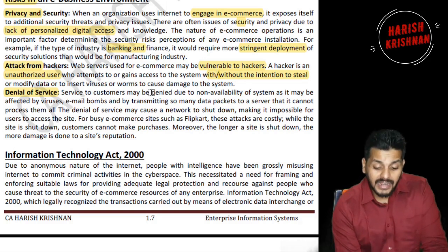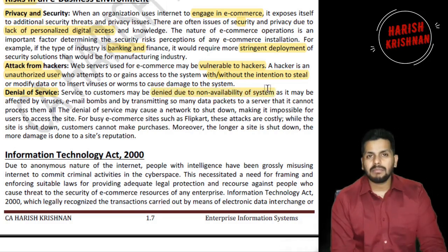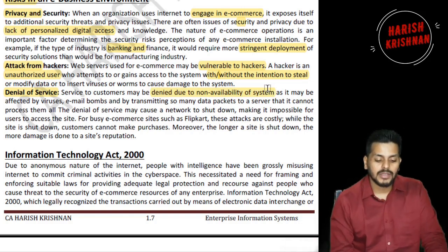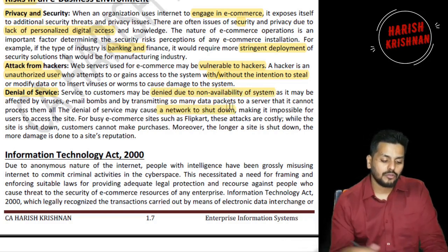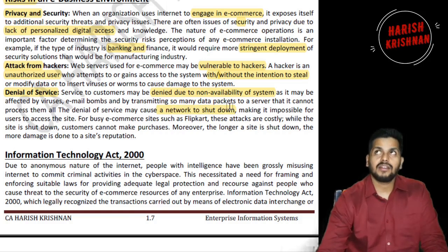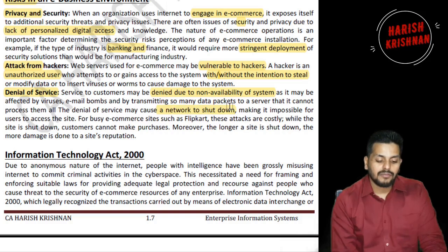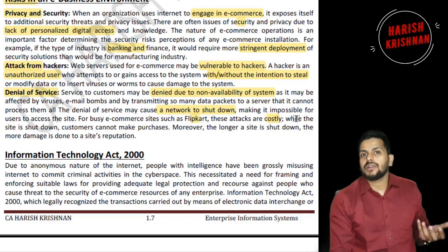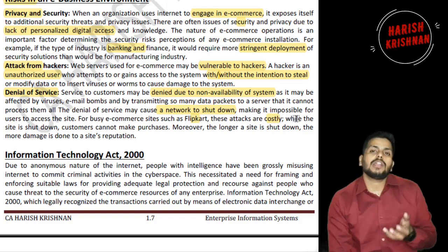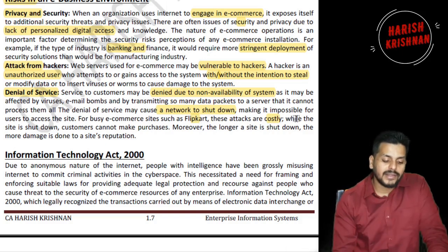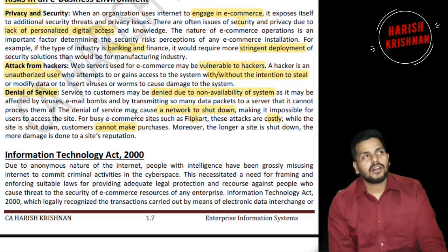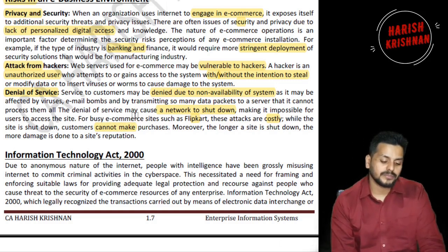Service to customers may be denied due to non-availability of the system, maybe because it's infected with a virus, or email bombing, or many people trying to attack too. The denial of service may cause the network to shut down, making it impossible for users to access the website. This generally happens with our results. For busy e-commerce sites like Flipkart, these attacks are very costly. If Flipkart doesn't work for 10 minutes, you can't even imagine the quantum of sales they lose in those 10 minutes. While the site is shut down, customers cannot make purchases. And long shutdowns like that are not good for the reputation also.